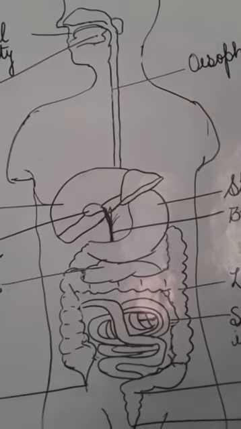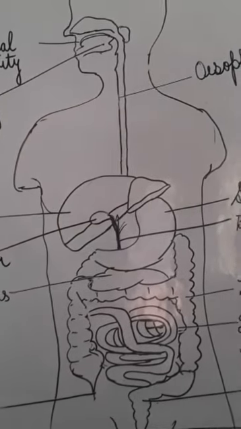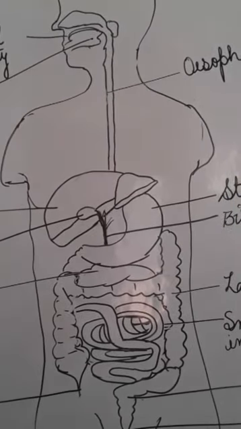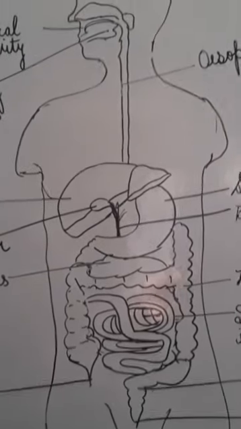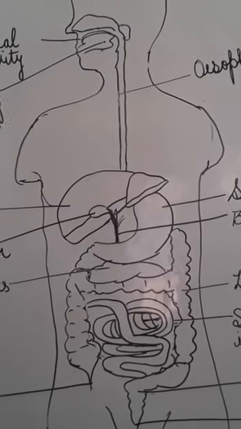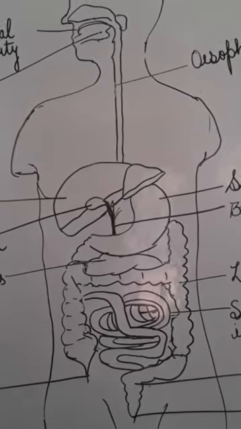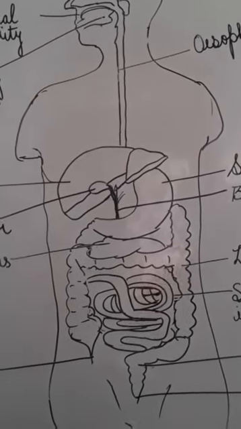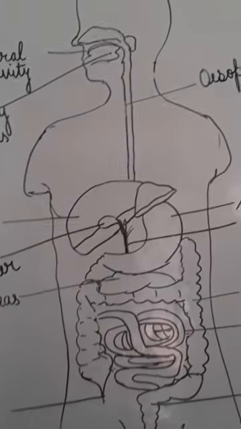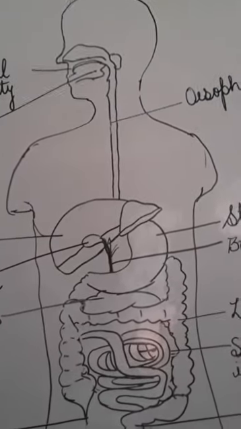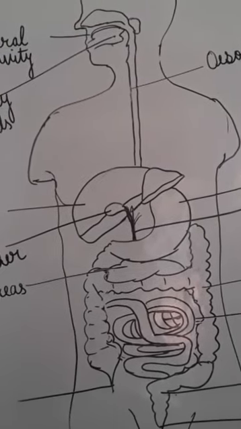First of all, I would like to tell you about the alimentary canal. It is a tubular structure which starts from the mouth and ends in the anus. It is a coiled tubular structure in which ingestion, digestion, absorption, assimilation and egestion, all five steps, take place.